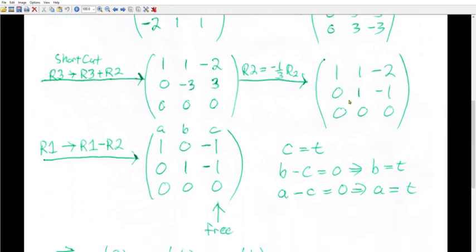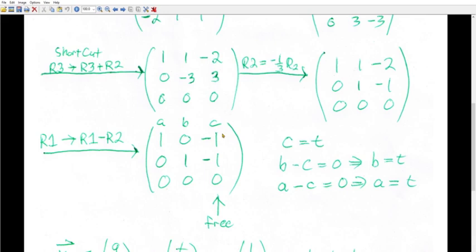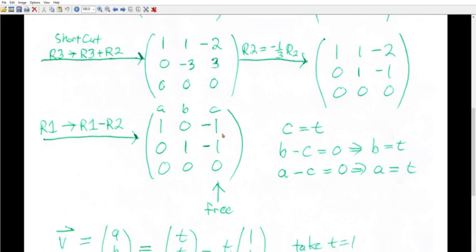And now finally we need to clear the column that has a leading 1 in it. And we do that by subtracting row 2 from row 1. And we've got 1, 0, -1, because -1 and -2 combine to give you -1. And now we are in reduced row echelon form.